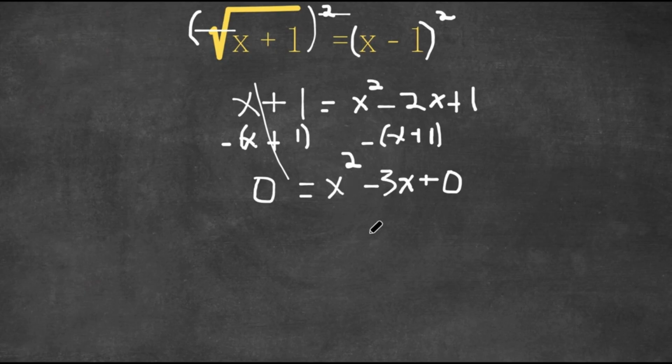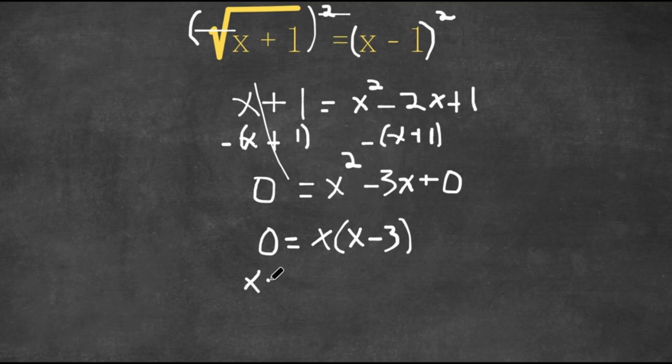So now what we're going to do is we're going to factor out x from this. So we're going to factor out x, which would leave us with x squared divided by x is x, and negative 3x divided by x is simply negative 3. So we have x times x minus 3, and this is still equal to 0. Now this would actually turn into two equations. This would turn into x equals 0 and x minus 3 equals 0.